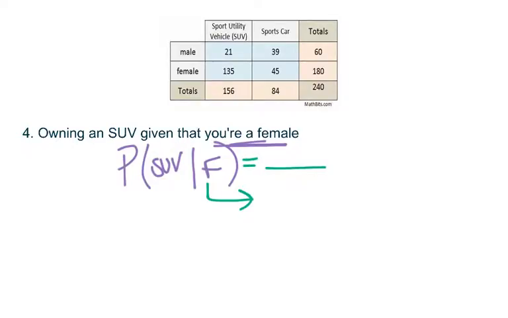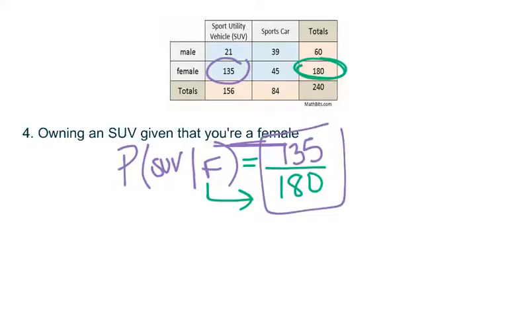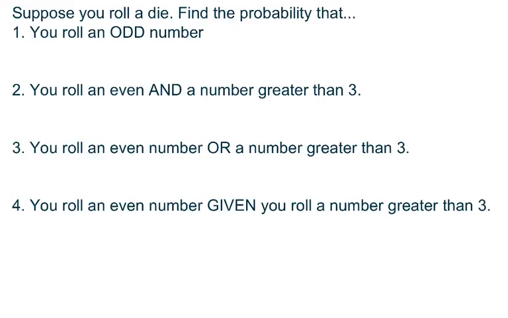That means now we're looking at how many total females there are, and we are automatically out of 180 rather than 240, because we're saying you definitely are picking someone who's a female. Now we look at, in that row, how many of those women own SUVs, and there are 135 of them. So that would be the probability of owning an SUV given that you're female. Those are all the different types of probabilities you can be asked from a table. What I'll do next is a couple examples of if you're not given a table and you're just given a scenario, you can do these same types of probabilities.